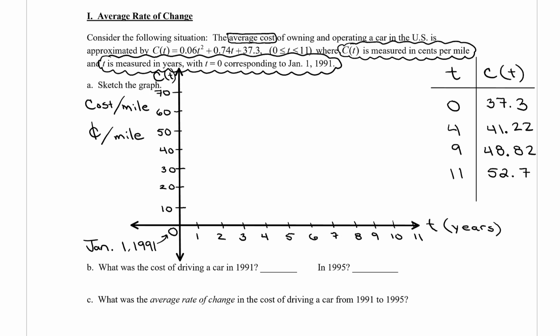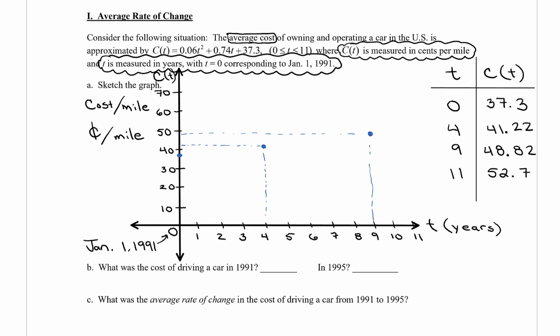Now that I have my points, I'm able to plot these points. You can get these points by using your graphing calculator and inputting your function and evaluating the function for these values. You can also get them from the table of values from your graphing calculator. So I've labeled the y-intercept at 0, 37.3. My next point, 4, 41.22, and I'm drawing some dashed vertical and horizontal line segments coming from the axes just to help guide me to plot the point. I will be erasing those dashed line segments.